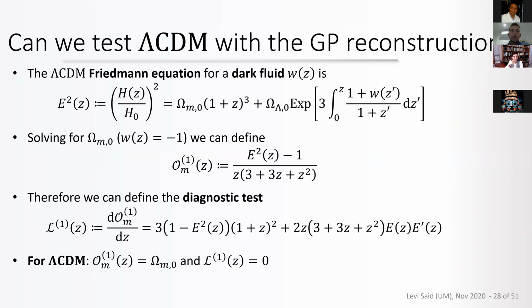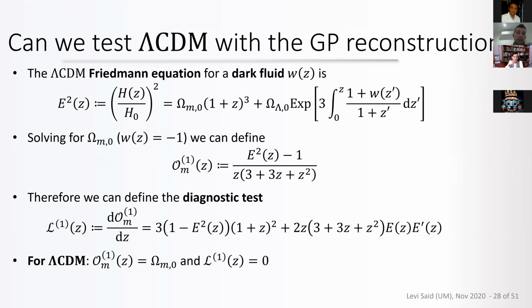So at the top, we have the Friedmann equation for a dark fluid. And the second point, the very well-known Friedmann equation, let's say. In the second point, we assume an equation of state of -1, and we solve this again for omega matter at current times, which we now call the OM function. For lambda CDM, what we would find is that this is a constant, omega matter at current times, but we want to test that.